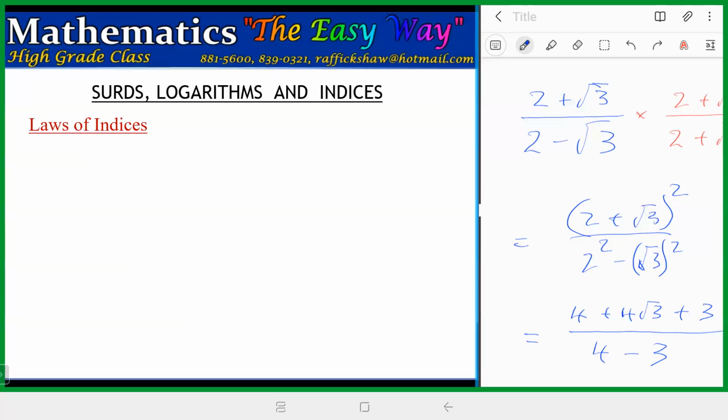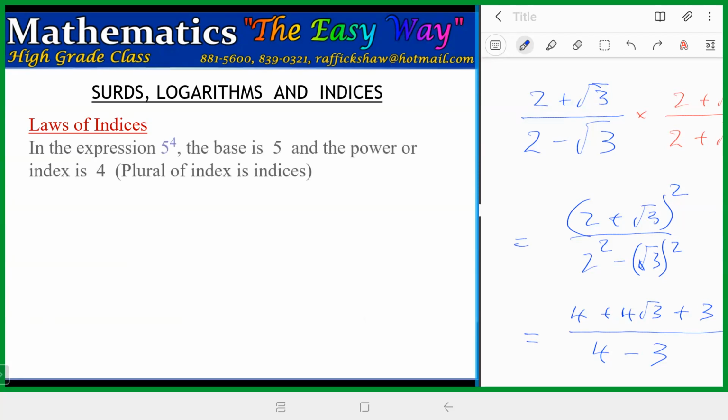Alright, indices now. That is pretty much what you'll be doing with surds. You just need to practice doing those things: simplifying, rationalizing, multiplying, dividing. All right? Laws of indices.